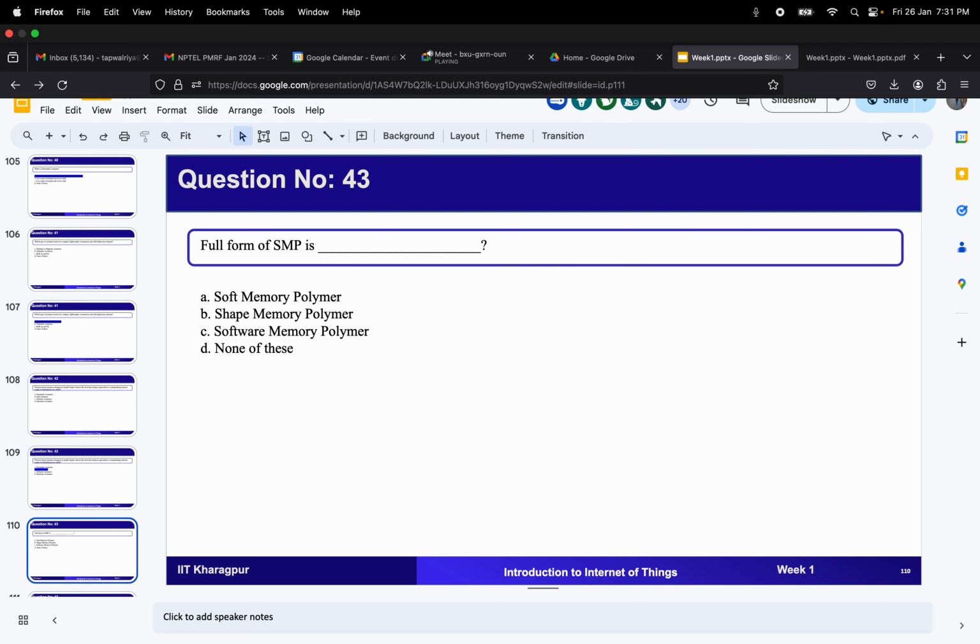Next one is, full form of SMP. Options are soft memory polymer, shape memory polymer, software memory polymer, none of these. Shape memory polymer. Right, shape memory polymer is correct. SMP is shape memory polymer.